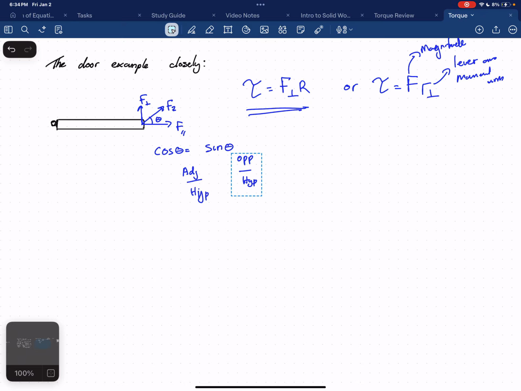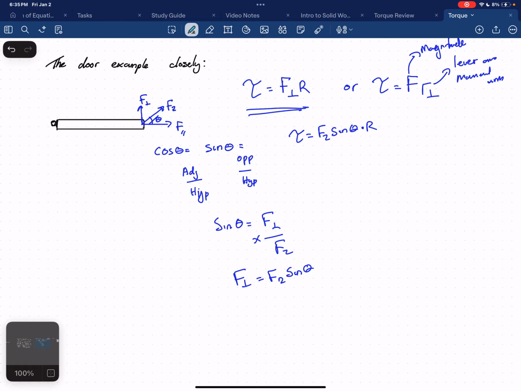Okay, so now if I get my opposite, let me do my sine function. If I get my opposite, sine theta is going to be equal to the opposite over the hypotenuse, F perpendicular over F2, and F perpendicular is going to be equal to, if I cross multiply, F2 times sine theta. All right, so we can see to calculate our torque, we have to multiply F2 times sine theta times R.